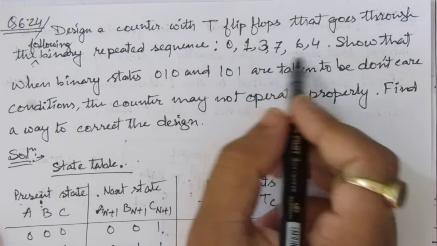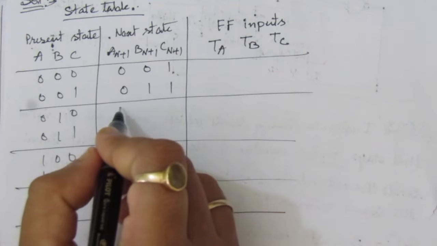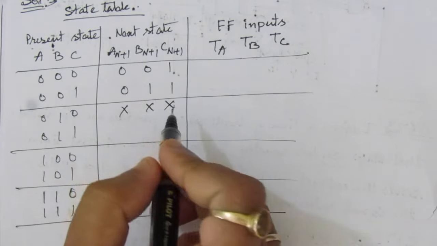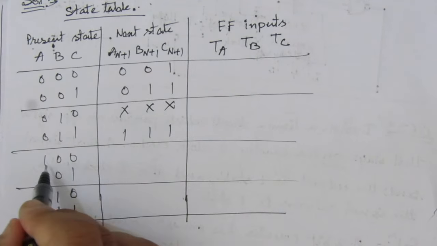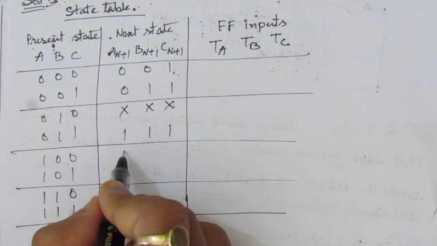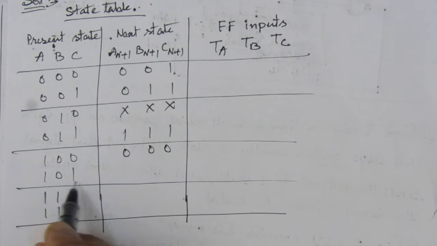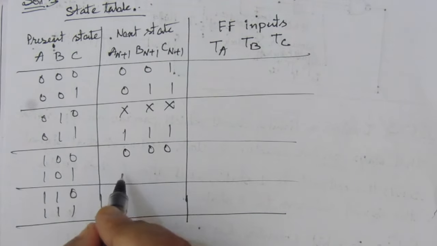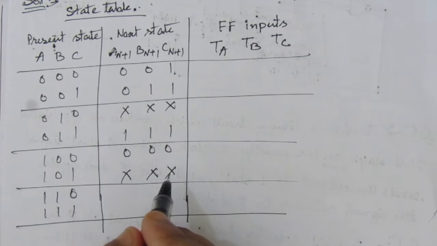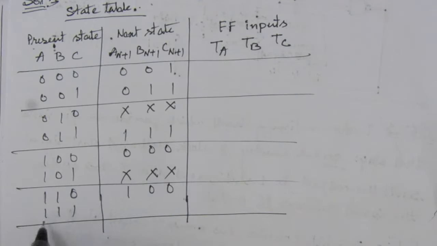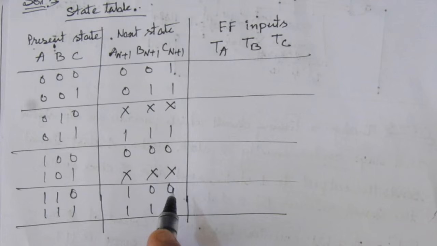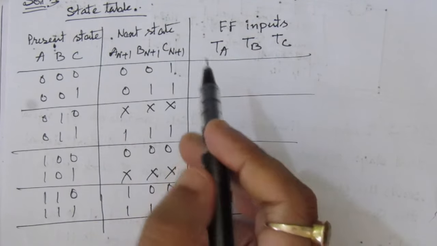Now we have 2. The value 2 is not given in this sequence, so for 2 we will consider it a don't care condition. For present state 3, the next state will be 7, so we will have 111. For 4, the next state is 0, so it will be 000. This is present state 5, so the next state will be don't care because it is not present in the given sequence. Next we have 6. From 6 there will be a transition to 4, so it is 100. From 7 we go to 6, that is 110. Now we have the next state values as per the given sequence.